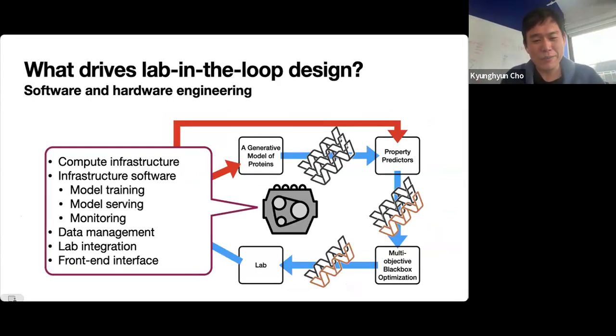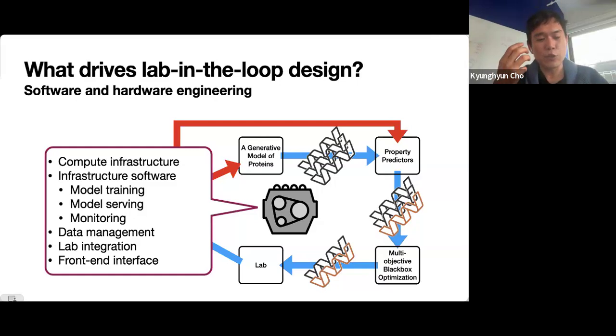But before getting there, I have to tell you that I only told you about 2/3 of what is needed in order to build this kind of lab in the loop design system. What are those 2/3? AI/machine learning, biology, and experimentation. Okay, maybe 3/4. But there is one thing missing that I didn't tell you: what is actually driving this lab in the loop design platform? It turned out the main engine behind this lab in the loop design is software and hardware engineering.